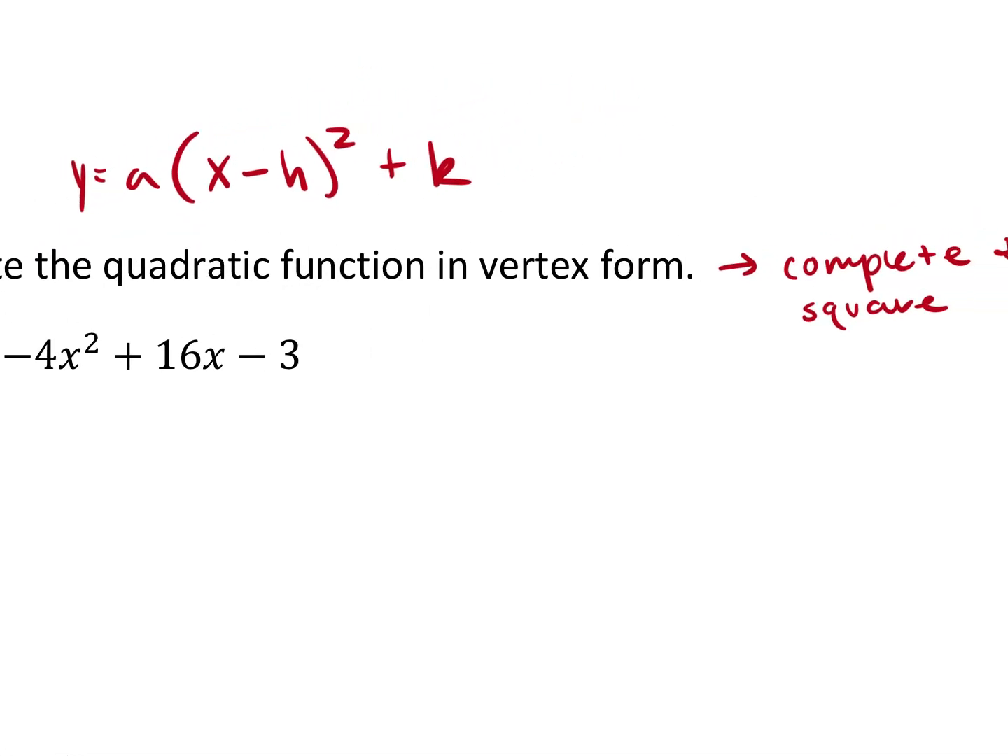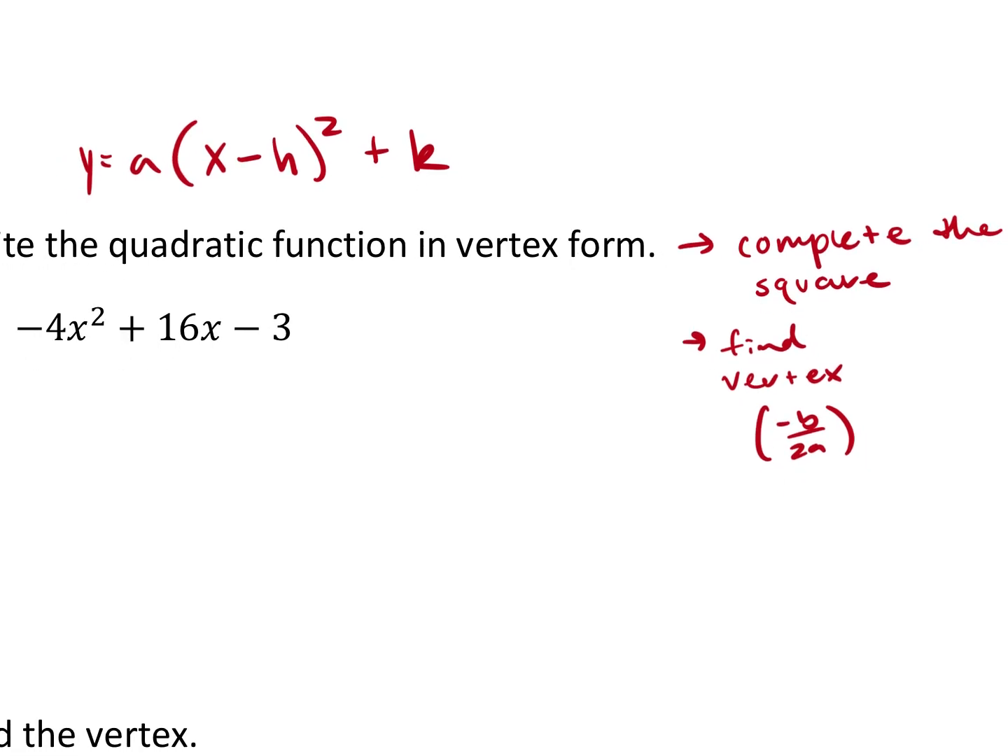Or, actually, I think we did it another way. We just found the vertex. Does anybody remember the little formula that we need to use to find the vertex? Negative b over 2a. Just finding the vertex is actually going to be a lot easier than completing the square, so that's what I would suggest if you remember the formula.